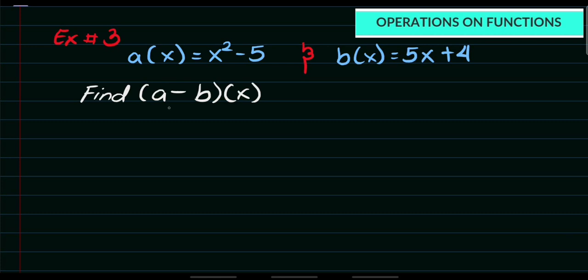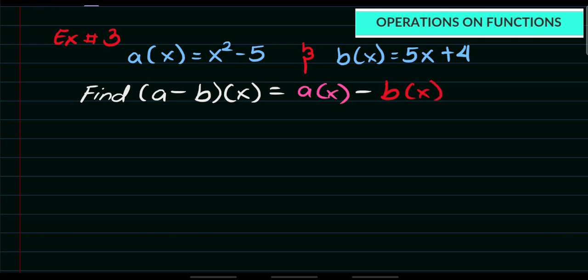So again, we have a minus b of x, meaning we subtract the value of our first letter, function a. So we have a of x minus the second function, which is b of x. So in symbols, that is the concept we will use.